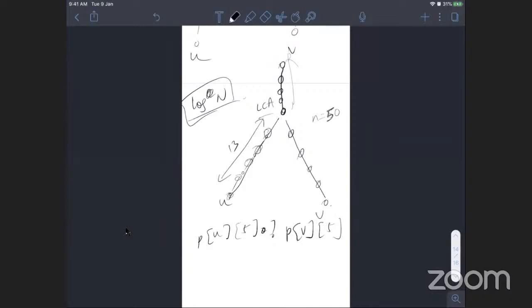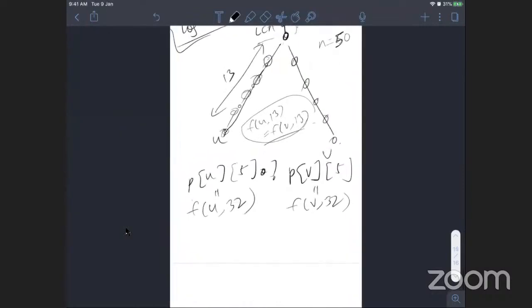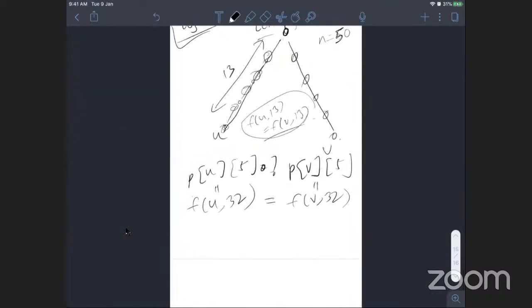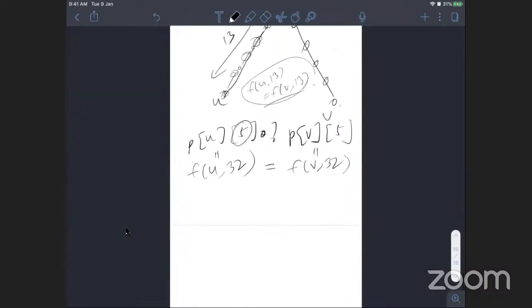So the 32th parent, that is, this is basically FU32, right? And this is FV32. And we know by a fact that FU13 will start matching with FV13. Let's say I already tell you the answer. Obviously, you don't know this information, but had we known this information, we know that this will match. Because this matches, we drop from 5 to 4.